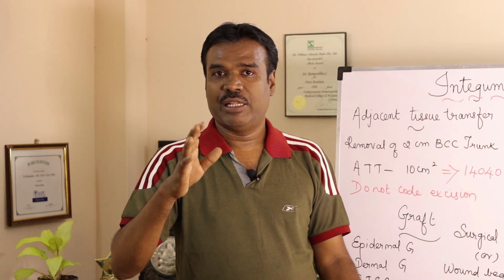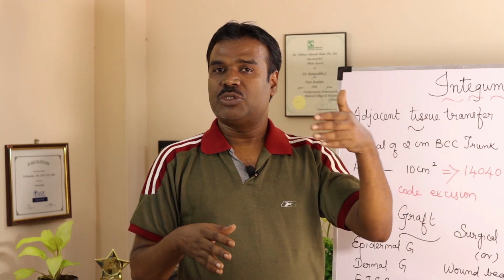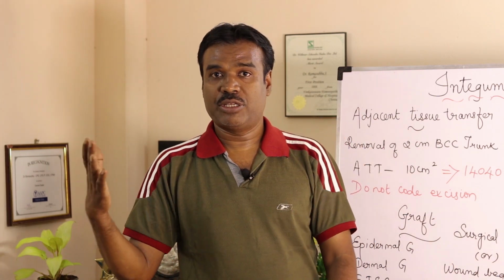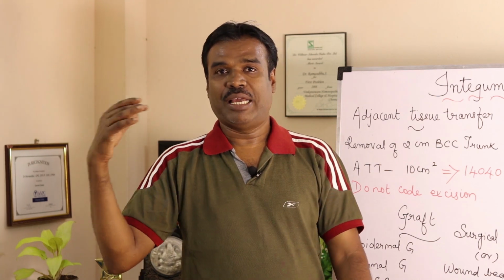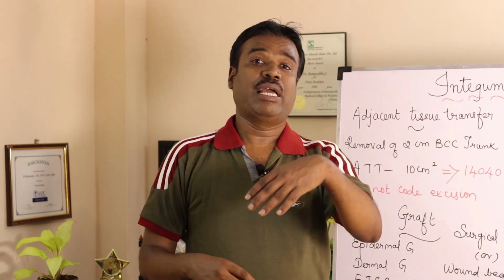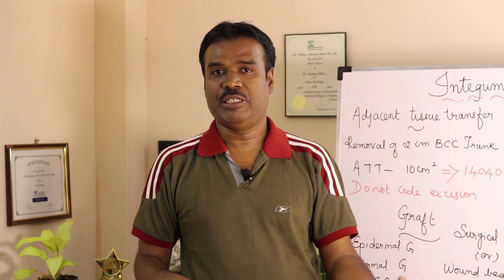In case you find in the options an adjacent tissue transfer code plus an excision code, how can you sense? The excision should be done for a different site, and the adjacent tissue transfer should be done for a different site.